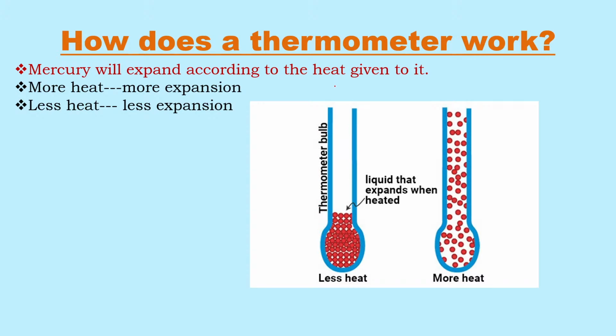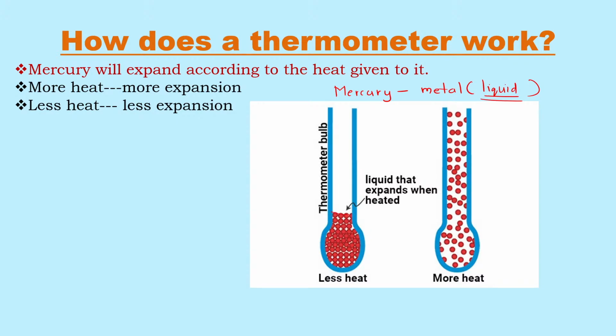We use mercury. And what is mercury? I told you mercury is a metal. And what type of metal? It is the only metal which comes in liquid state. Most of the metals that you see in your surroundings are in solid state, whereas mercury comes in liquid state. Now this mercury expands according to the heat given to it. Expand means the molecules of mercury which are kept here.